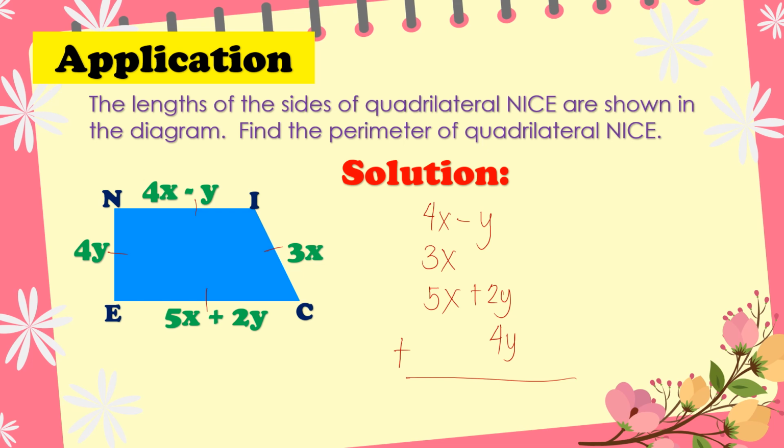So, we have 4x plus 3x plus 5x. You will get 12x. Negative y plus positive 2y plus 4y. The answer is positive 5y. So, the perimeter of the quadrilateral NICE is described by 12x plus 5y.